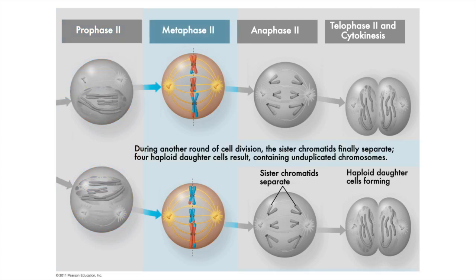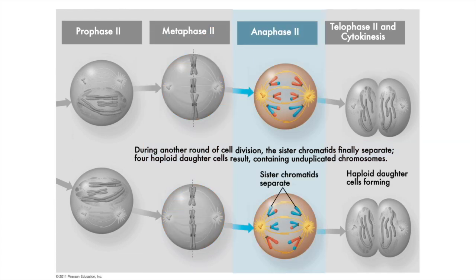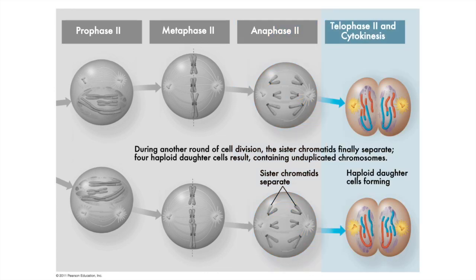At metaphase 2, the sister chromatids line up at the metaphase plate, and again you can see that they are still a mosaic of red and blue from crossing over and from independent assortment in meiosis 1. At anaphase 2, the sister chromatids separate, and in telophase 2 and cytokinesis, we finish with 4 haploid daughter cells, each with 1 copy of the 3 chromosomes.